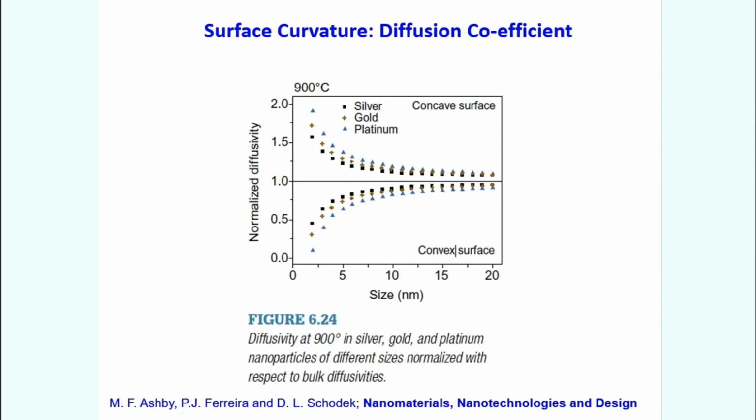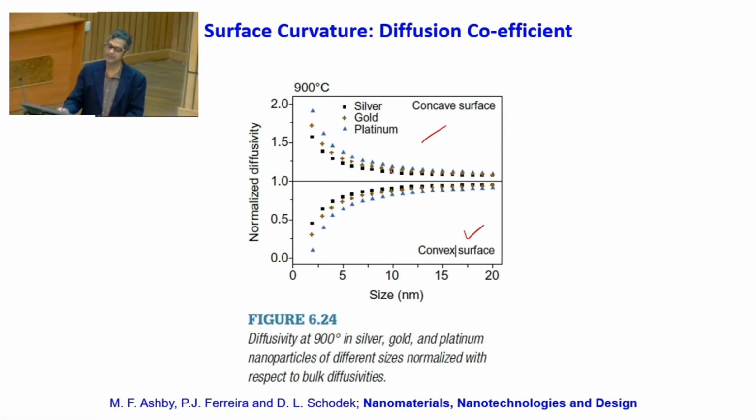Before that, diffusion is related to vacancies, right. So, diffusivity, that is what we just talked about, will depend on the size. This is convex, this is concave. As you see, for the concave, vacancy concentration will be more, diffusivity will be high, right. This depends on size. Beyond about 10 nanometers the effect is not so significant, but below that the effect is very significant. On the convex side, diffusivity is going down to very small values. This is normalized with respect to the flat surface: a flat surface has one diffusivity, and that diffusivity is used to normalize the diffusivity of the concave and convex surfaces. And this is the diffusivity at 900 in silver, gold, platinum nanoparticles of different sizes normalized with respect to bulk diffusivities.